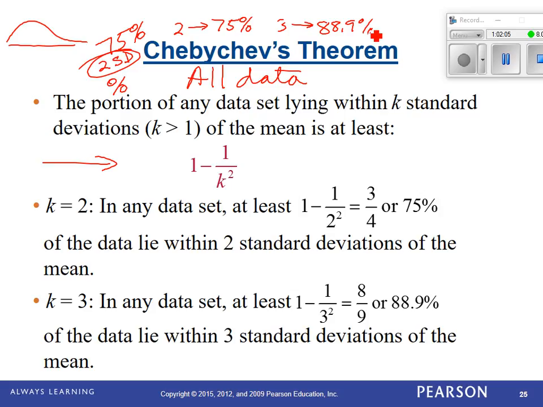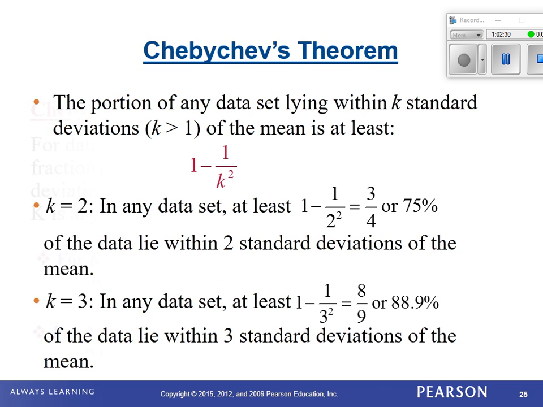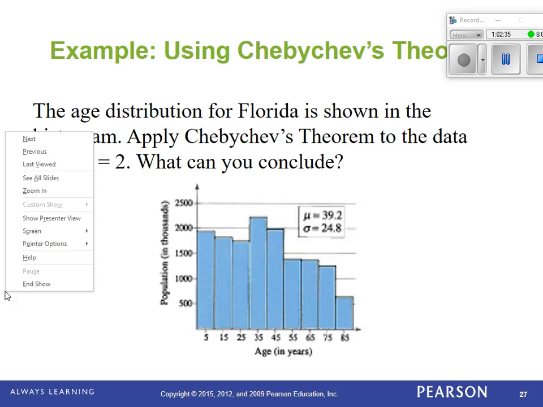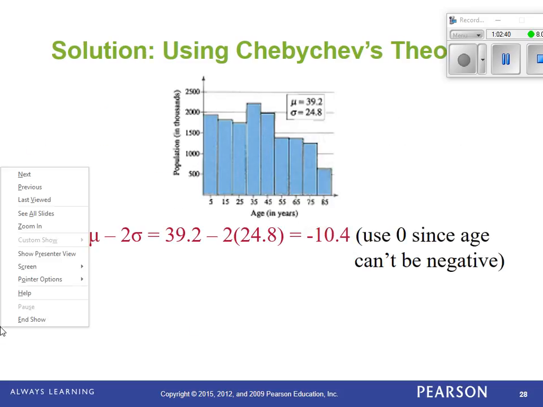Did 4, that'd be 4 squared is 16, 1 minus that would be 15 sixteenths. Somebody help me out with your calculator. What's 15 divided by 16? 0.9375. So for 4 standard deviations, it'd be almost 94% of the data falls within it. Notice here, it doesn't fit a normal bell curve, so we'd use Chebyshev's on that.